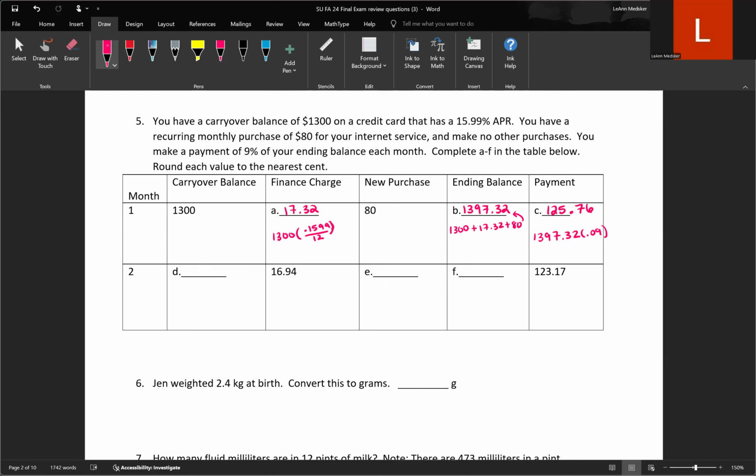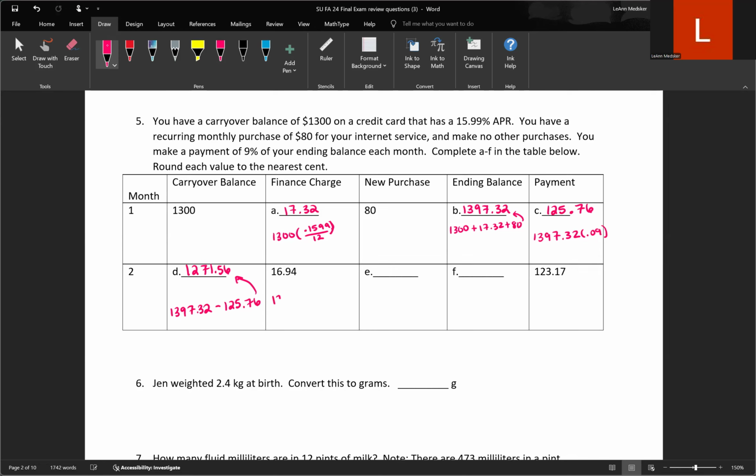Now that's going to be what you send the credit card company. So your carryover balance for the next month would be the ending balance that you owed after they added your fees and your charge minus the payment, because you are going to at least reduce your debt by that much. So 1397.32 minus the 125.76. That gives us $1,271.56.